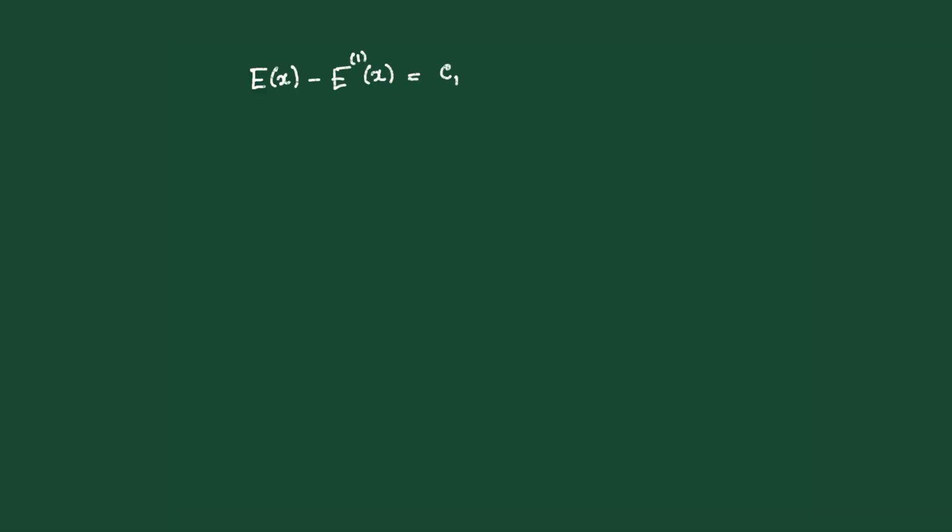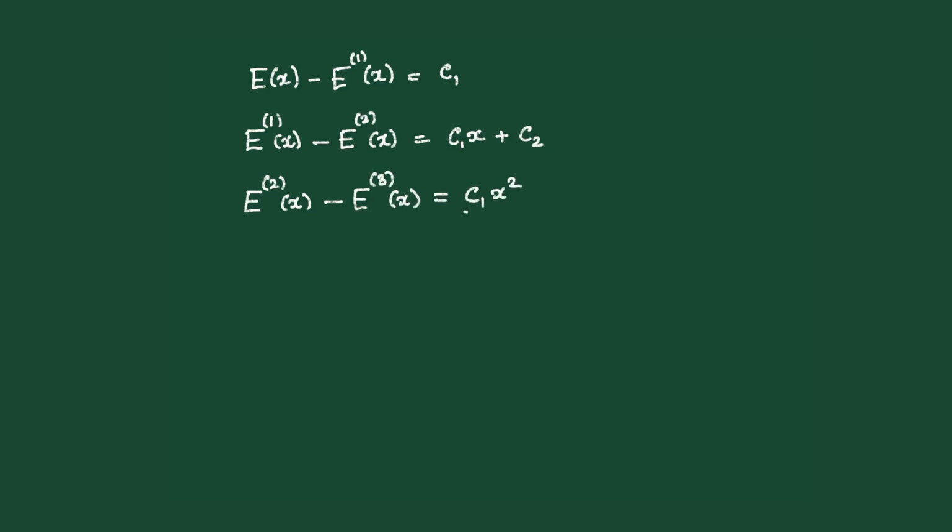Now you can consider asking the question, what is the antiderivative of e of x minus e1 of x? And if you do that, you will get e1 of x minus e2 of x is equal to c1 x plus c2 for some constant c2. Here we have denoted e to the power bracket 2 as the antiderivative of e to the power bracket 1. And if we keep repeating this, we will get e2 of x minus e3 of x is equal to c1 x squared by 2 plus c2 x plus c3.